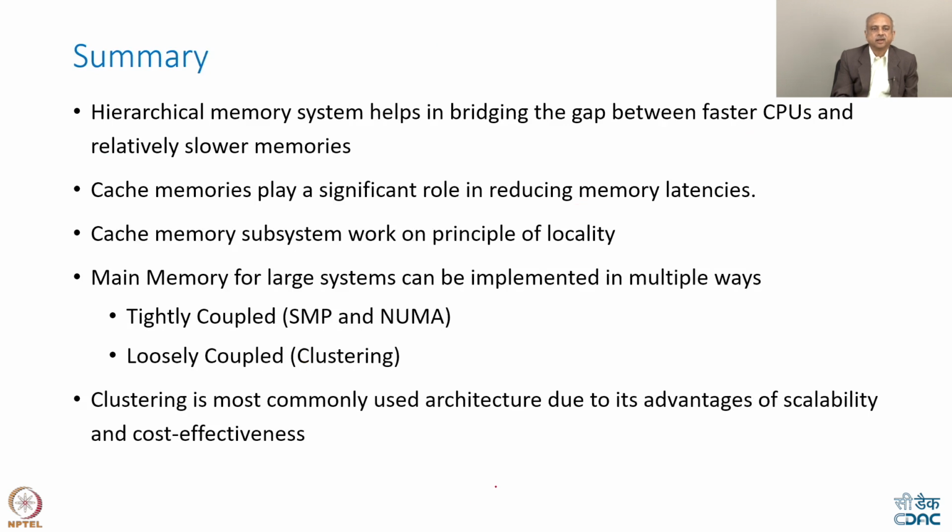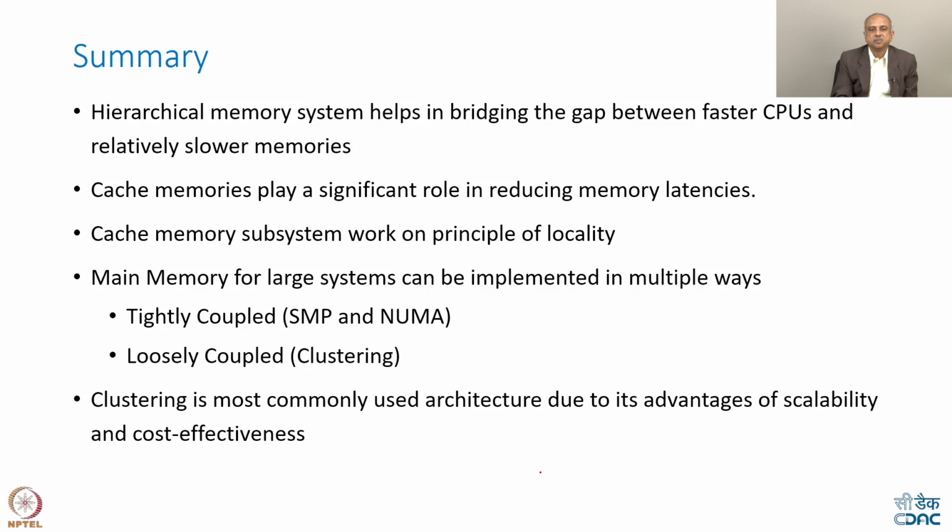To end up, let us look at what we studied today. We mentioned that there has been a performance gap between the faster CPUs and the relatively slower memories. The answer to this is building a hierarchical memory system, and an important element in this hierarchical memory is the cache memory, which plays a significant role in providing the data at the fastest possible rate, and these caching systems work on the principle of locality.